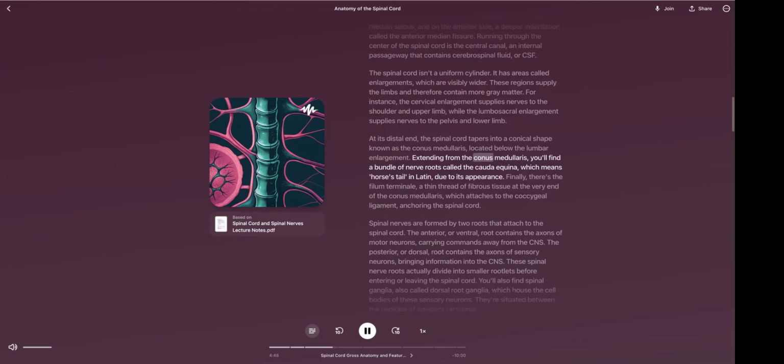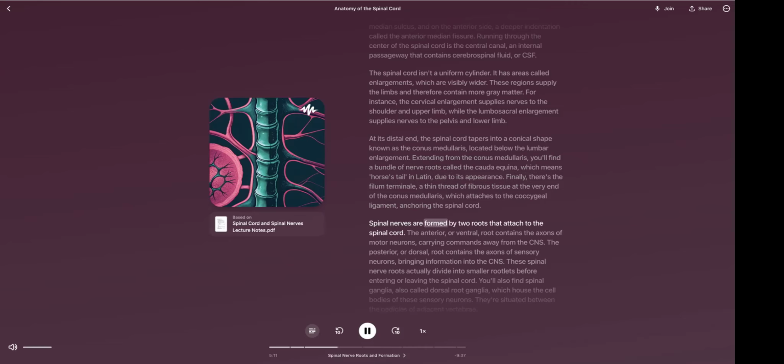Extending from the conus medullaris, you'll find a bundle of nerve roots called the cauda equina, which means horse's tail in Latin, due to its appearance. Finally, there's the filum terminale, a thin thread of fibrous tissue at the very end of the conus medullaris, which attaches to the coccygeal ligament anchoring the spinal cord.